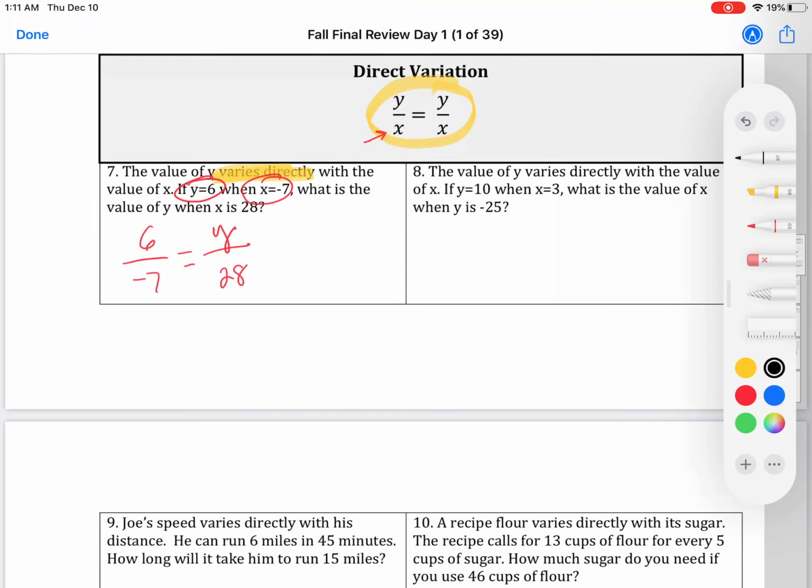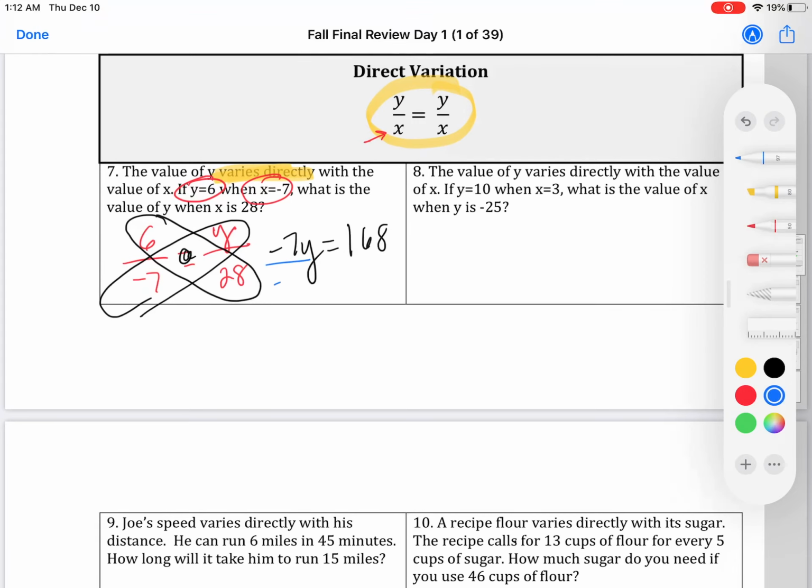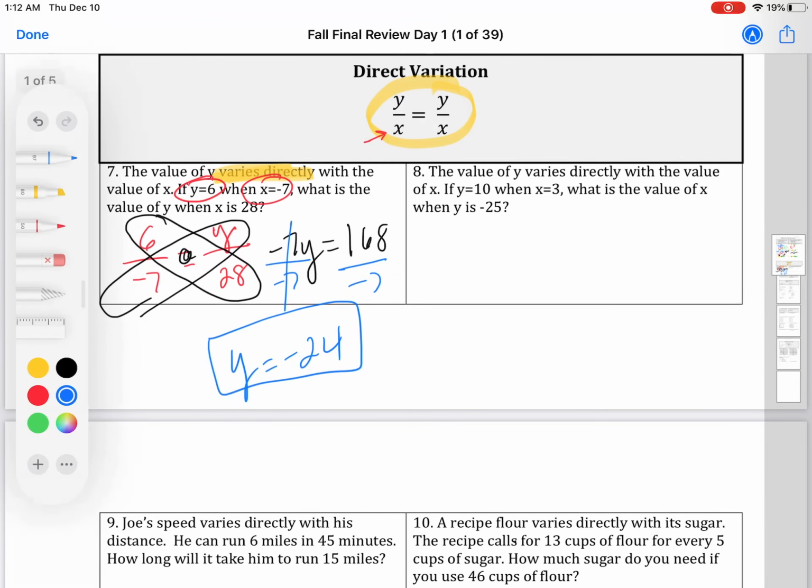So now what we have to do is something called cross multiplying. Cross multiply literally means you multiply across. 6 times 28 is the number 168. Then I multiply across on the other side. Negative 7 times y is negative 7y. To get y by itself, I'm going to divide everything by negative 7. You can go in that calculator. 168 divided by negative 7 is y equals negative 24. Correct answer, number 7.